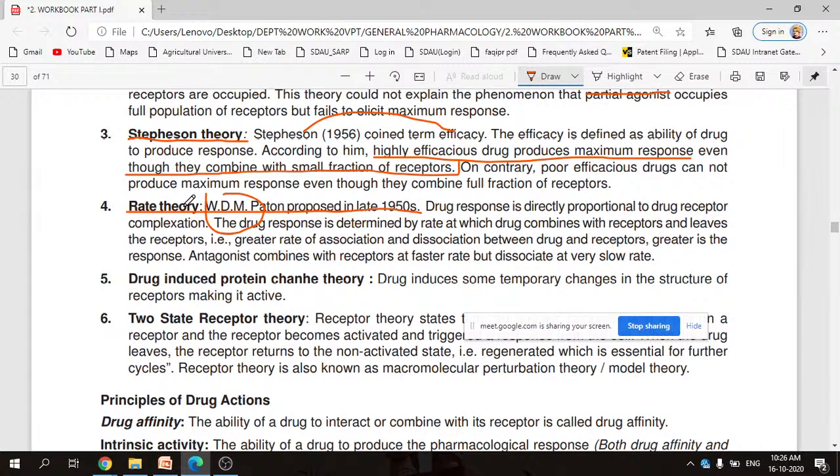That means the greater the rate of association and dissociation of the drug and receptors, the greater will be the intensity of the response. Greater is the response. Now the antagonist combines with the receptor at a faster rate but dissociates at a very slower rate. That's why it is not able to produce the response.